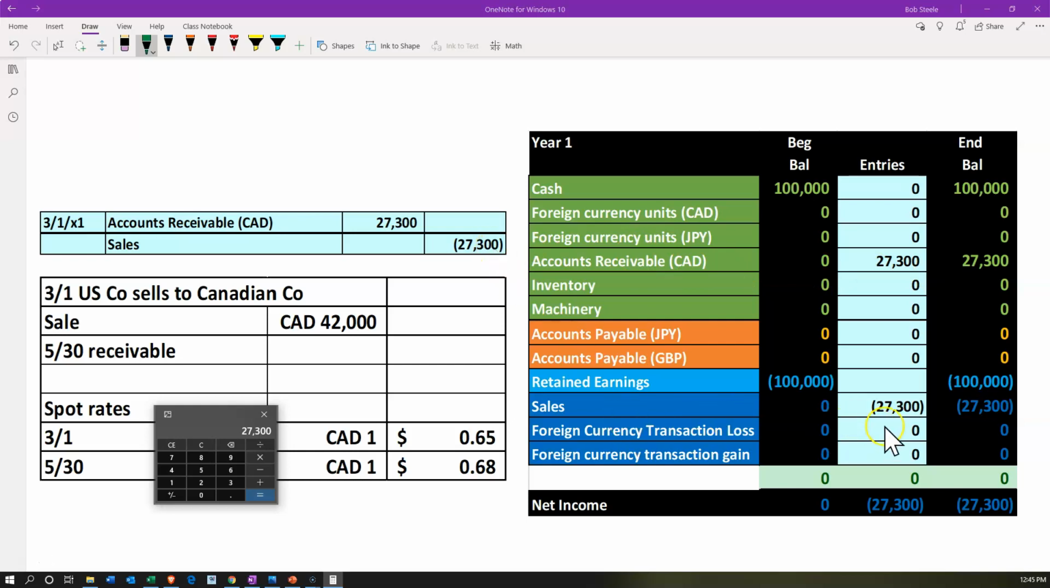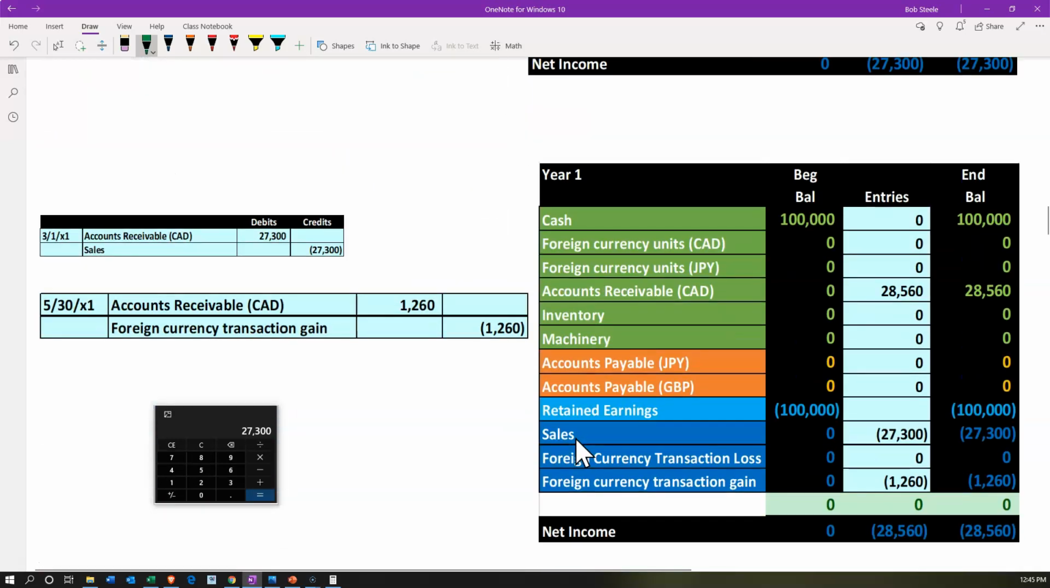So we made the sale down here. We're increasing the sales by the 27,300, which basically represents the value of the stuff we're getting, just like we would if we sold something for equipment or something like that. We'd have to value the equipment and then say we made an exchange for it, right? We revalued the other currency to our currency and said we got $27,300 worth of sales. So that's going to be our first transaction.